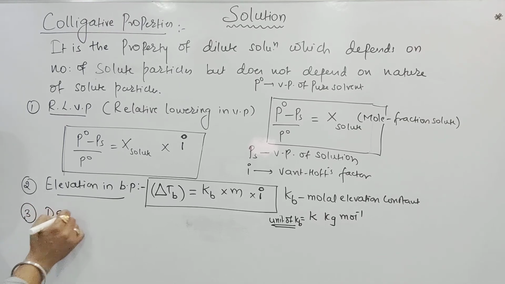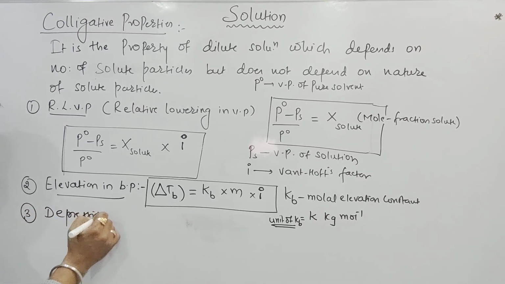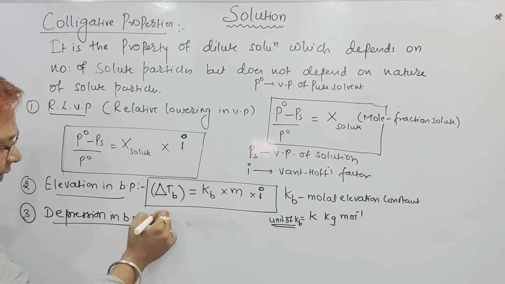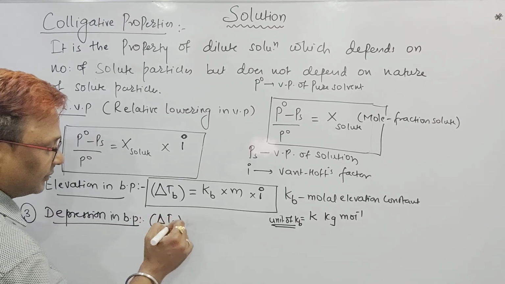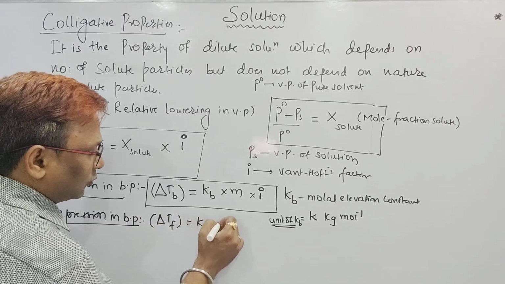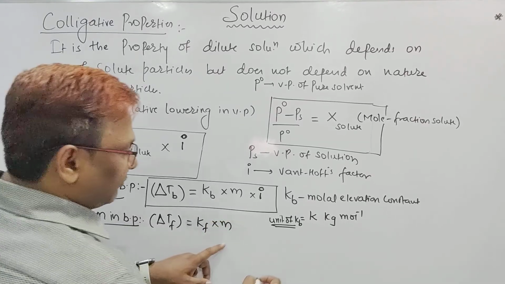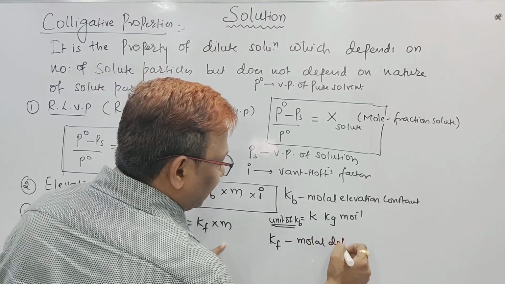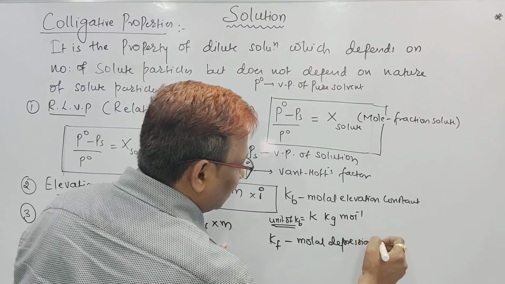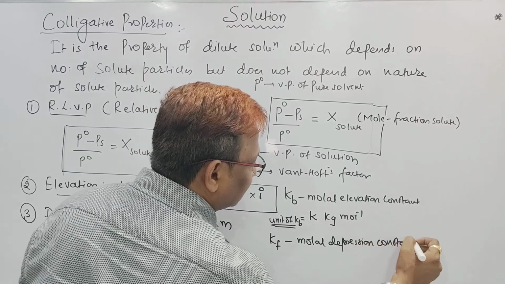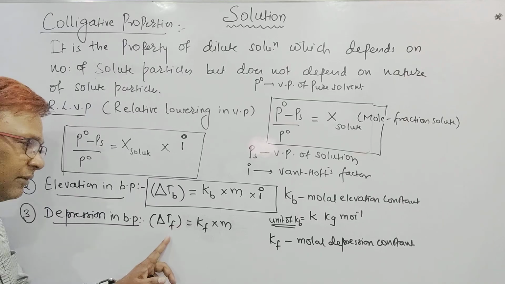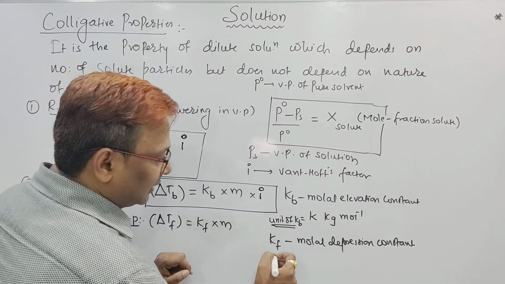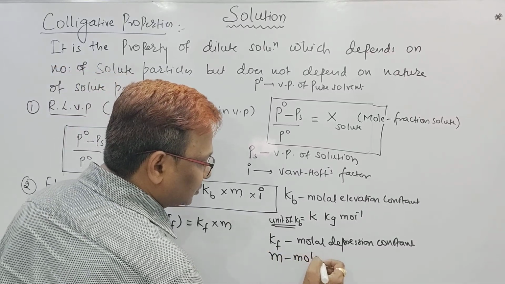Third one is depression in freezing point. Beta, it is denoted as delta TF and it is equal to Kf into molality. What is the Kf, beta, here? So I should say Kf is called the molal depression constant. And the unit of Kf is also the same, beta, Kelvin kg mole inverse. I didn't write here what the m indicates. Beta, m is the molality of the solution.